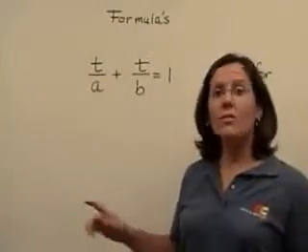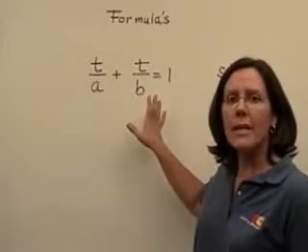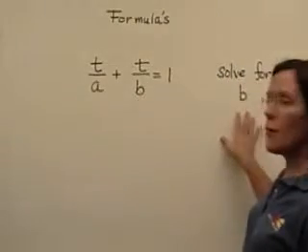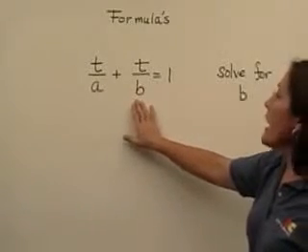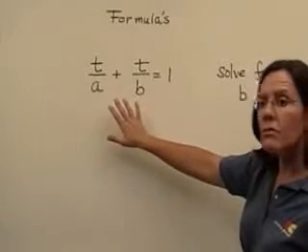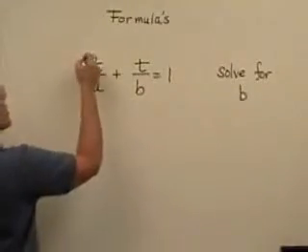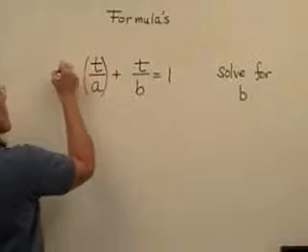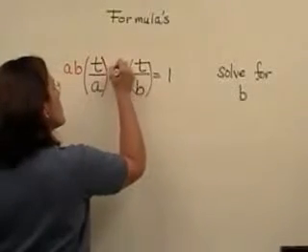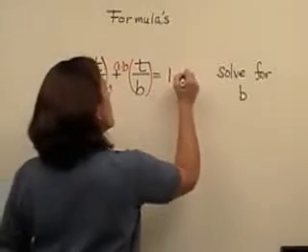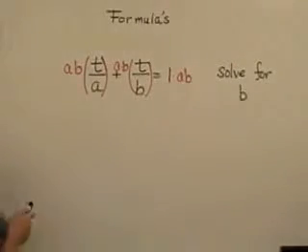I would like to solve this formula now, t over a plus t over b equals 1. It looks like a work formula to me. I would like to solve this for the letter b. Because I have two fractions involved here, and the least common denominator between these two fractions is ab, I'm going to go ahead and choose to multiply both sides of the equation, in other words, both terms on the left-hand side and the 1 on the right-hand side, by ab.